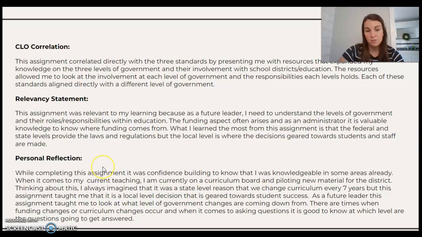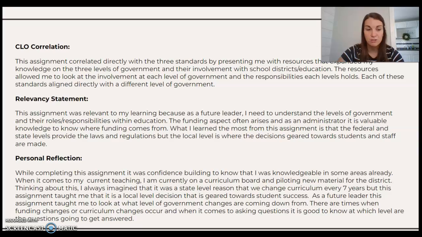When it comes to my personal reflection, while completing this assignment, it was confidence building, knowing that I already knew some of the information that was being presented to us. When it comes to my current teaching, I am currently on a curriculum board and piloting new material for the district. This is math material, and thinking about this, I always imagined that it was a state level reason why us as a district changed every 7 years, but this assignment taught me that it is a local level decision, and they really gear that towards the student success. Is the curriculum we are teaching still up to date, still what's best for the students?